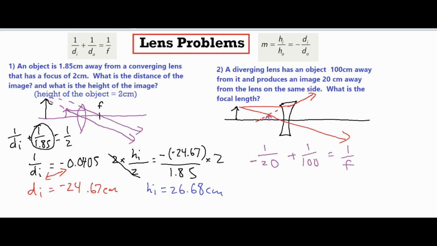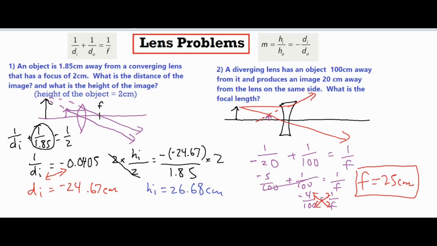So if I go ahead and take 1 over negative 20, I can go ahead and do this by hand. We have negative 5 over 100 plus 1 over 100. So that's going to give me negative 4 over 100 equals 1 over f. And then I can go ahead and do a little cross multiplication here. And then the 100 is going to flip over here, divided by negative 4. 100 divided by negative 4 is negative 25 centimeters.